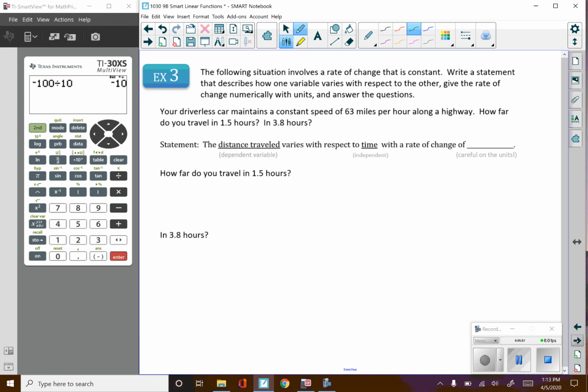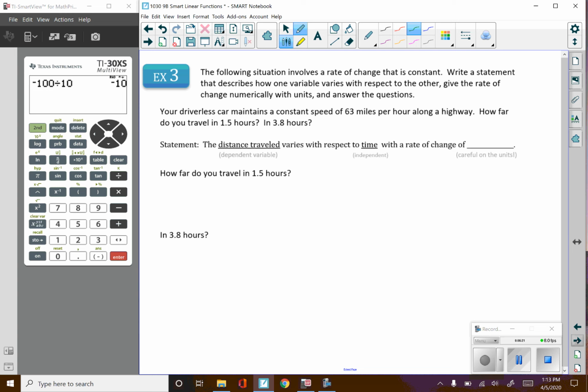Okay, skipping example 2 because I just realized today that they don't have graphs that you have to draw anymore on the homework. So we'll skip right to example 3. The following situation involves a rate of change that is constant, so it means it's linear. Write a statement that describes how one variable varies with respect to the other. Give the rate of change numerically with units and answer the question.